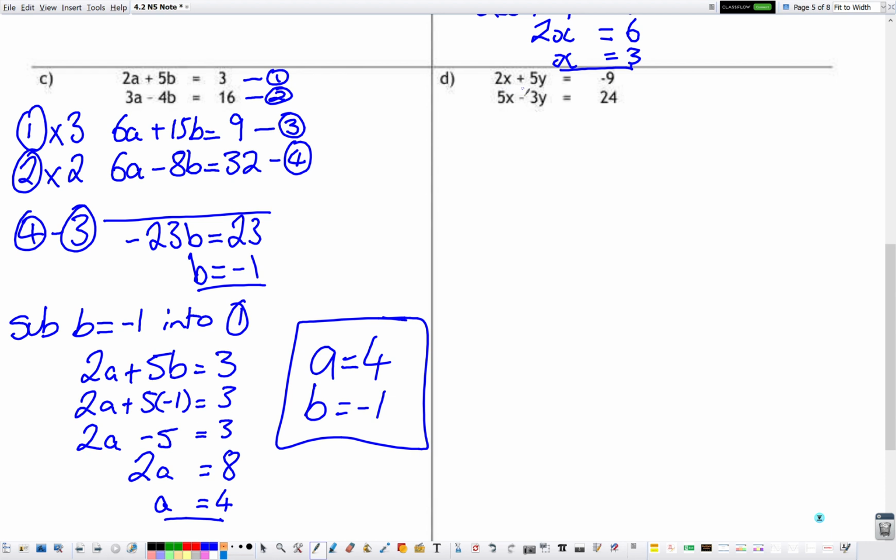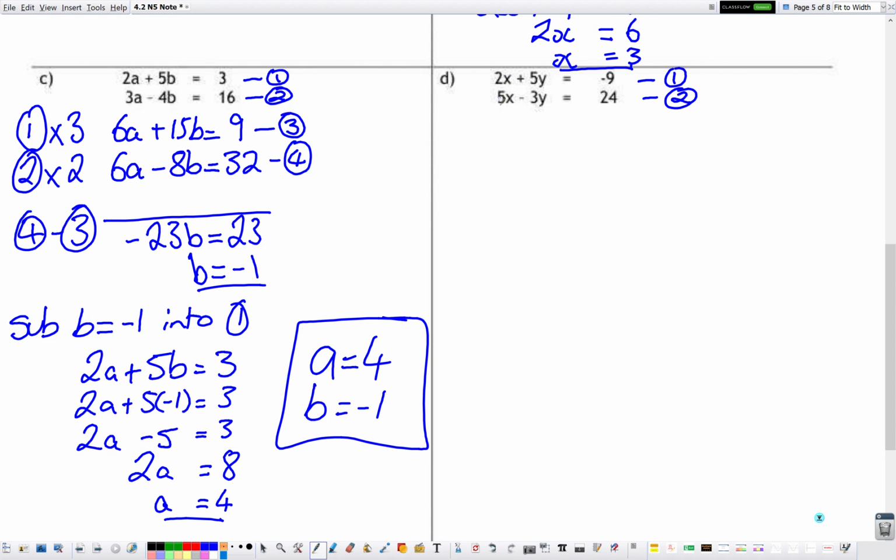We've got 2x plus 5y equals minus 9, which is equation 1. And we've got 5x minus 3y equals 24, which is equation 2. Now, again, we have the same problem. There's nothing I can multiply 2 by to get to 5, or 5 by to get to 2, obviously, and the same for the y's. So you're again going to look for the lowest common multiple. Now you have the choice.